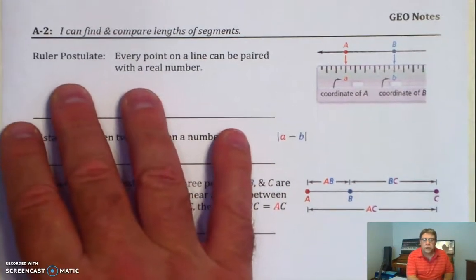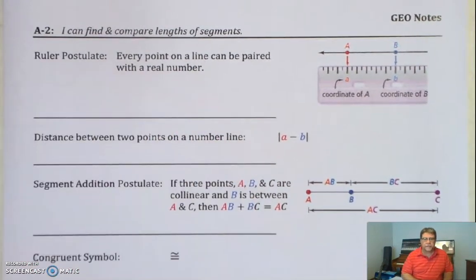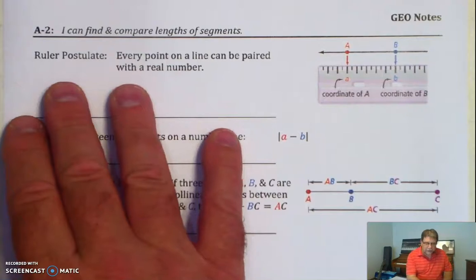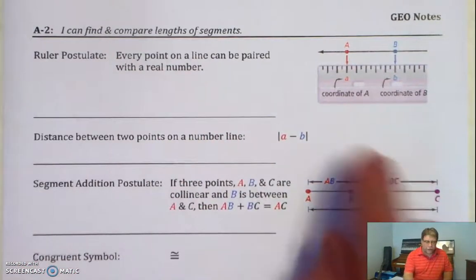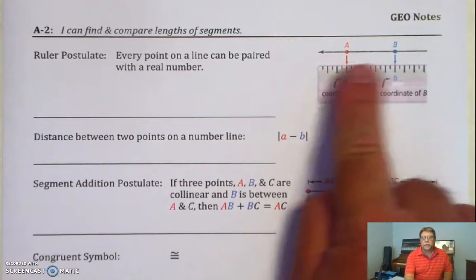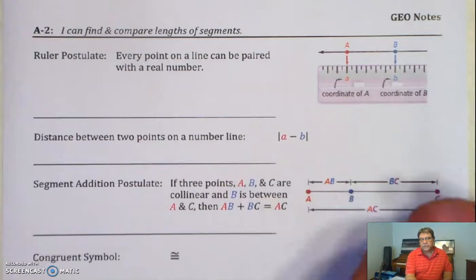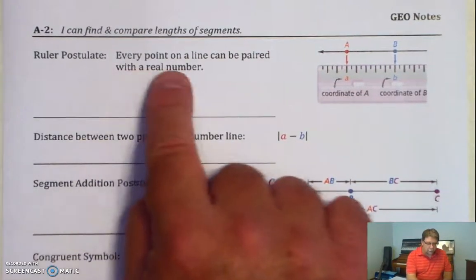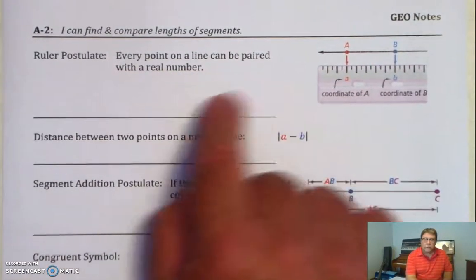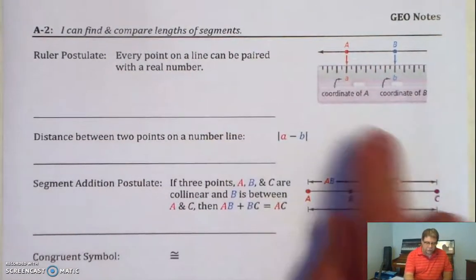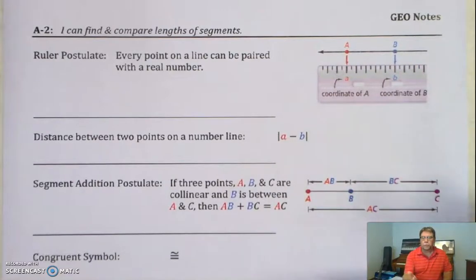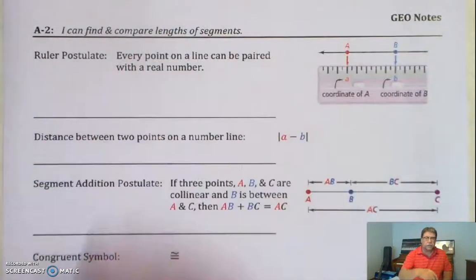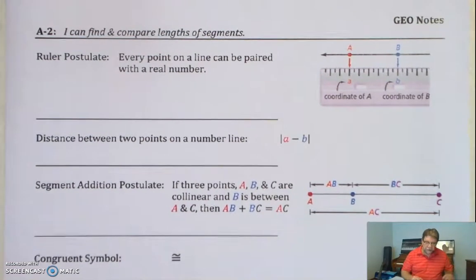It's called the ruler postulate. It's really no big deal. It's simply a postulate that states we can measure between 2 points a particular distance. Basically, it says every point on a line can be paired with a real number. So that just means I can measure between A and B using a ruler, and I can find out if it's an inch or a centimeter or 3 centimeters or whatever the measurement is. That's really all there is to it. Really not much for you to do with the ruler postulate.